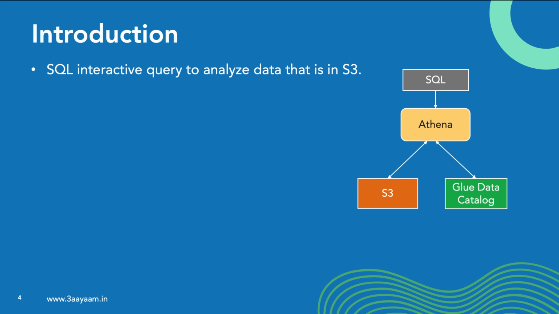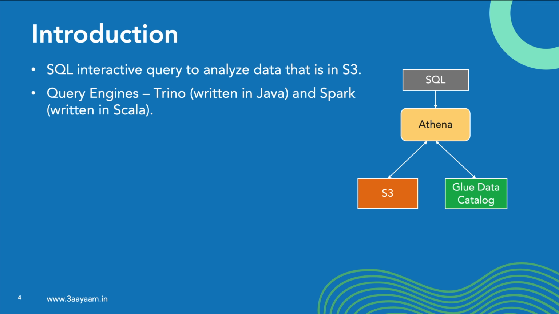Now the question is how Athena runs these SQL statements. Athena supports two query engines out of the box. One of them is Trino, which is written in Java, and the other one is Spark, which is written in Scala. Both Java and Scala are JVM based programming languages. Just keep that in mind. As of now, these are the only two query engines that are supported by Athena.